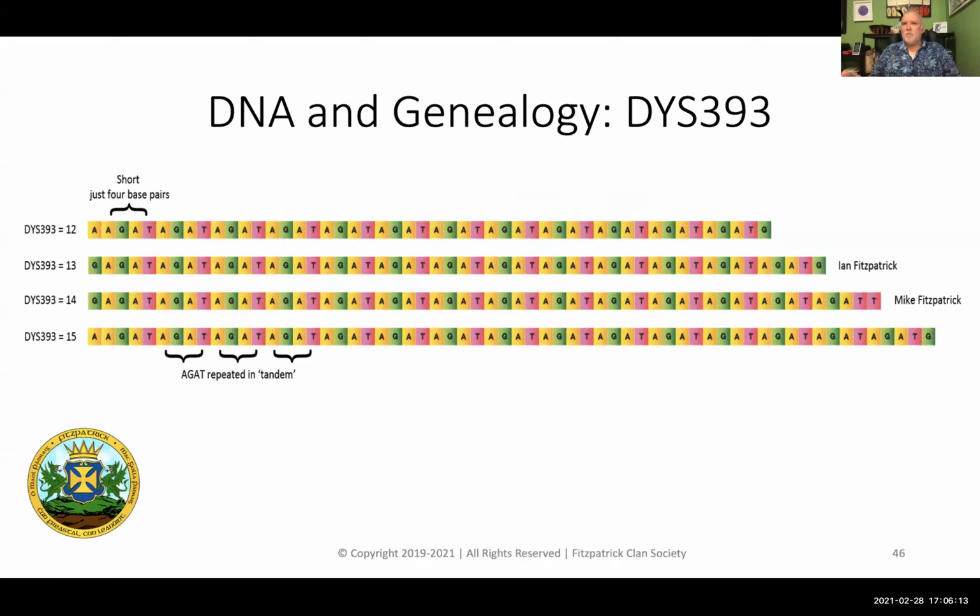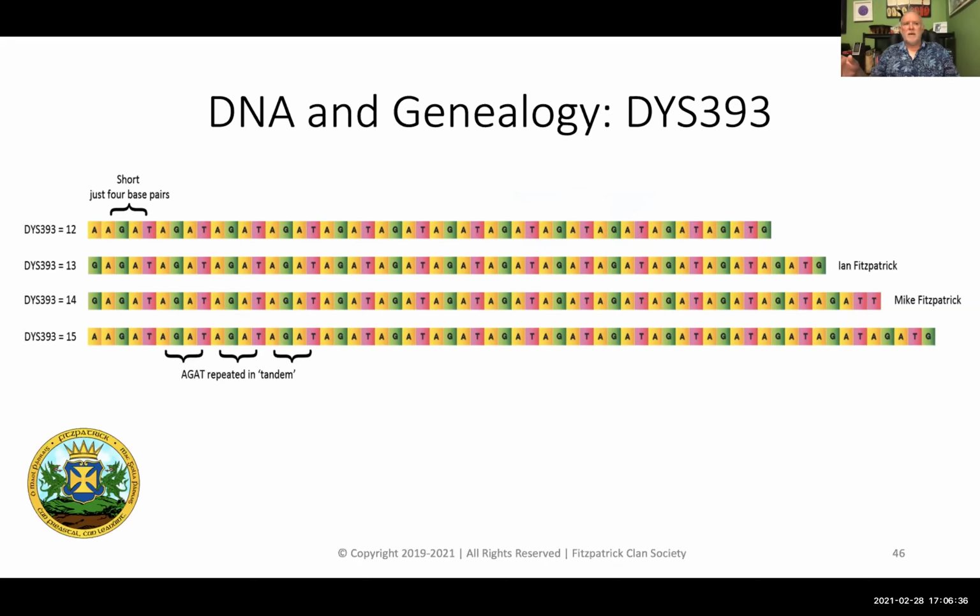So here's an example with a mutation referred to as DYS393. It's actually the first mutation you see when you get your DNA results at Family Tree DNA on the far left column. DYS393 is the first one. So it's a very well-known short tandem repeat.